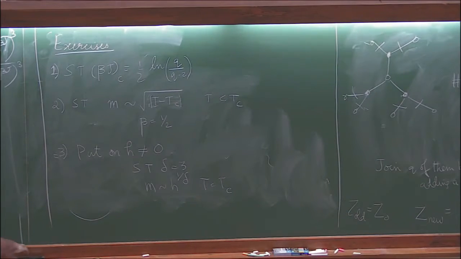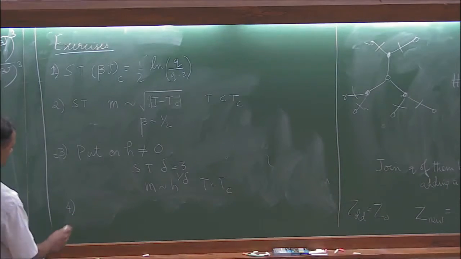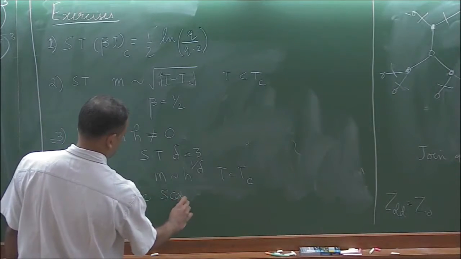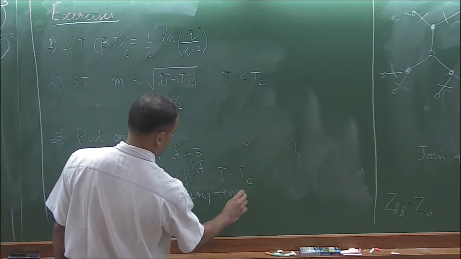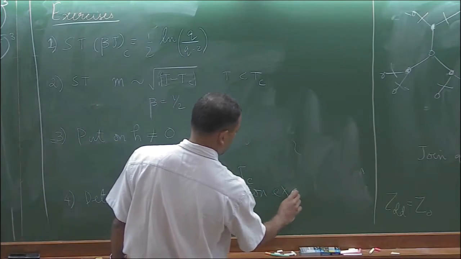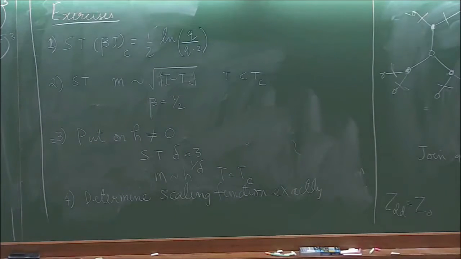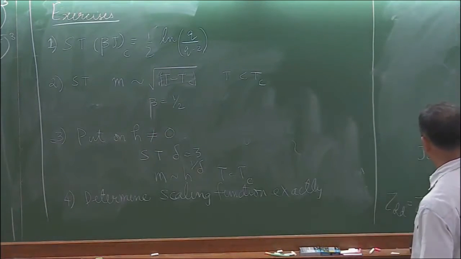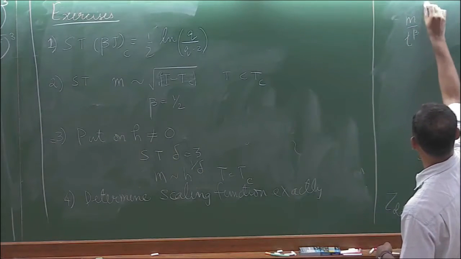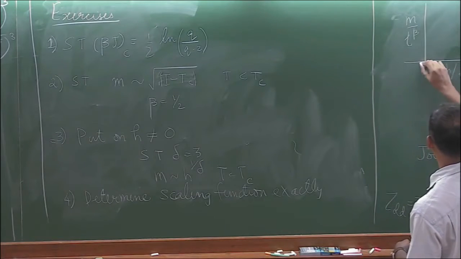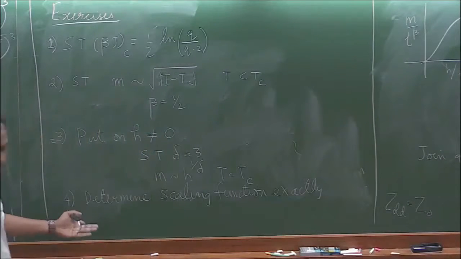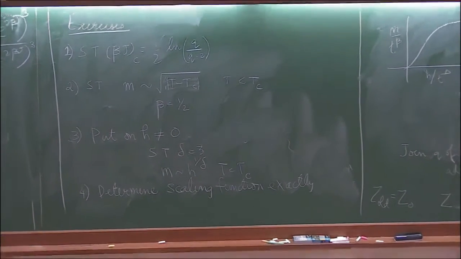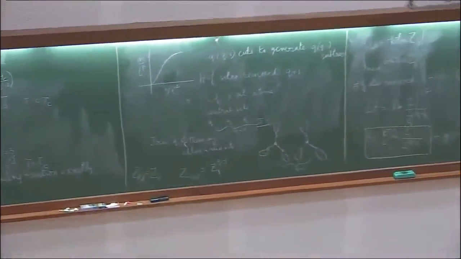And the final thing, if you have the energy, determine the scaling function. So in the previous lecture you had learned that if I scale, so what had we learned? We had learned that if you plot m by t to the power beta, there's a universal scaling function. So can you determine that scaling function exactly? Because now everything is known. All the things are known, free energy is known. The m as a function of h is known. Basically, whatever you want to compute is known exactly. So can you compute this scaling function exactly?